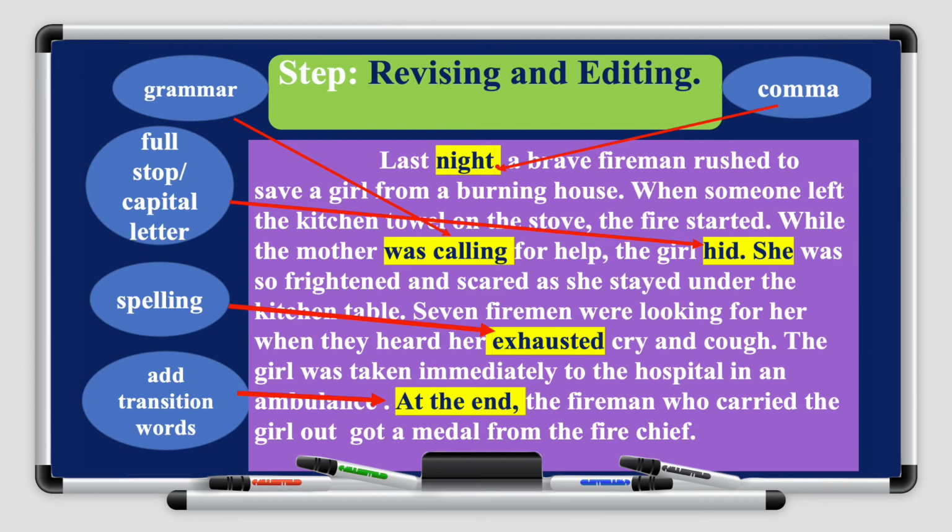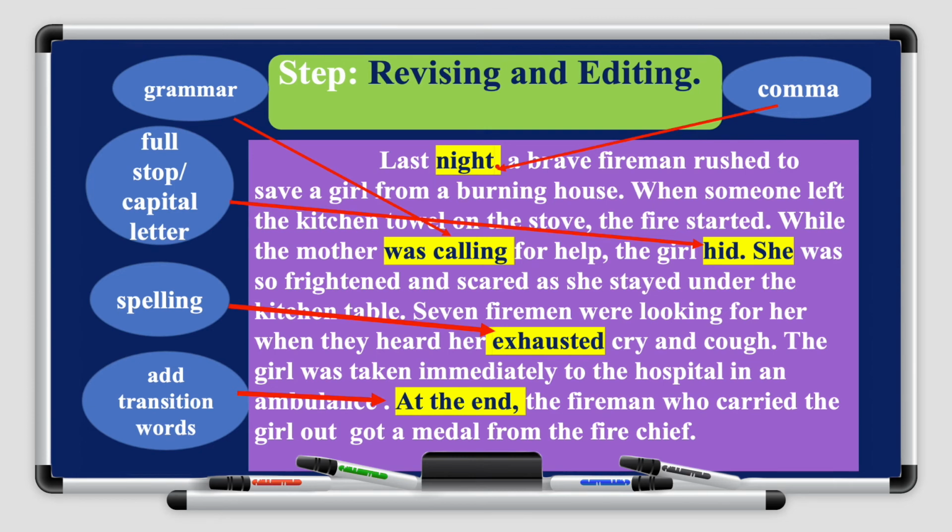Okay, so when someone left the kitchen towel on the stove, the fire started. While the mother was calling for help, the girl hid. Okay, and if you notice, the girl hid, she was so frightened. Here, "she," we have to capitalize it and we end our sentence. So the girl hid, full stop, "She," capital, was so frightened and scared as she stayed under the kitchen table.